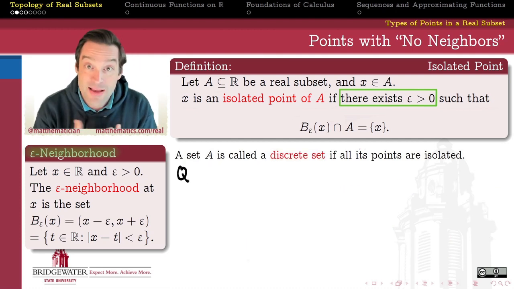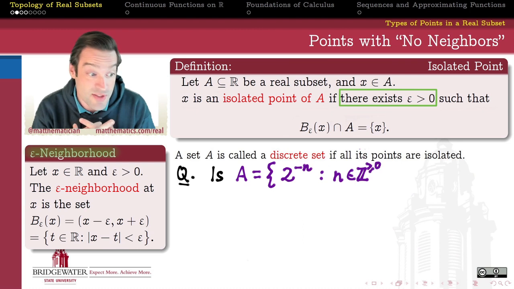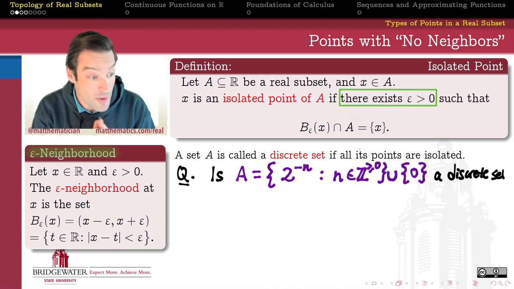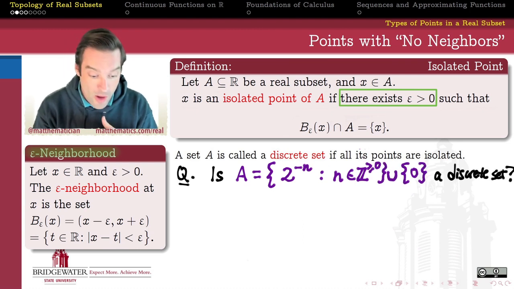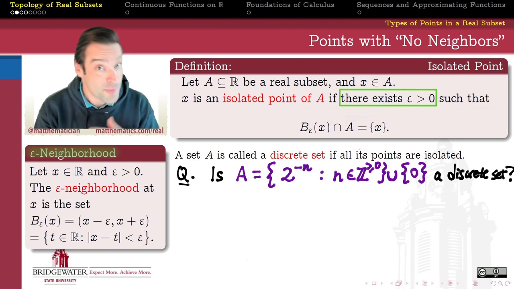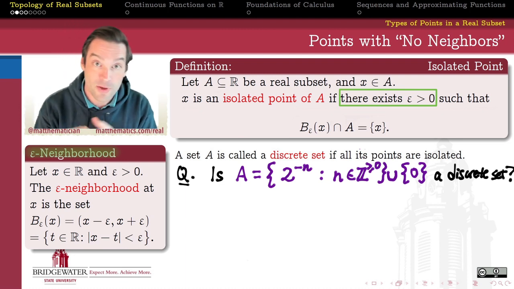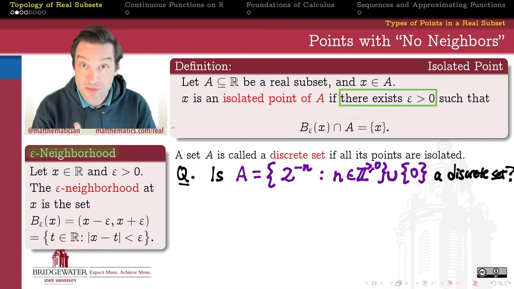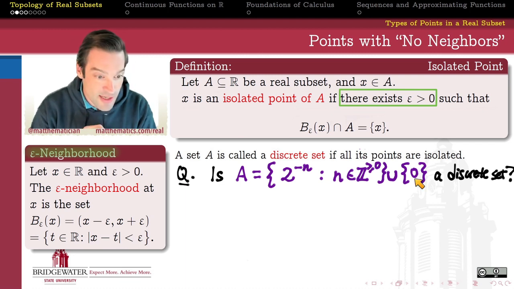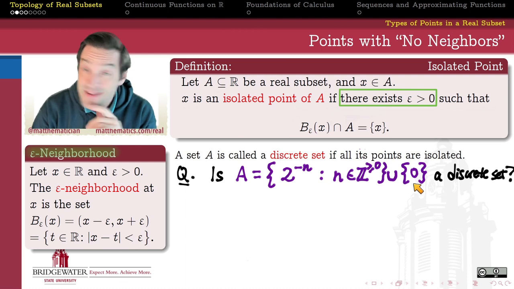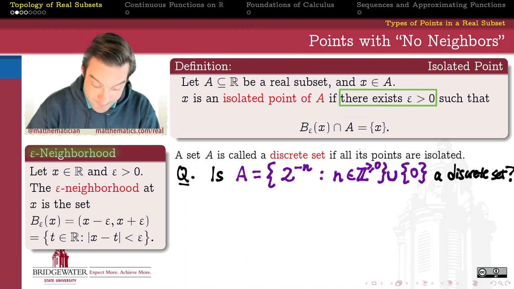But we could also ask the same question about some more interesting sets. So here's an example I want to conclude with. Suppose I have the set of all reciprocal non-negative powers of 2. So 2 to the power 0, 2 to the power -1, 2 to the power -2, all of those, infinitely many. And then I'm also going to stick the number 0 into my set. Is this thing going to be a discrete set?